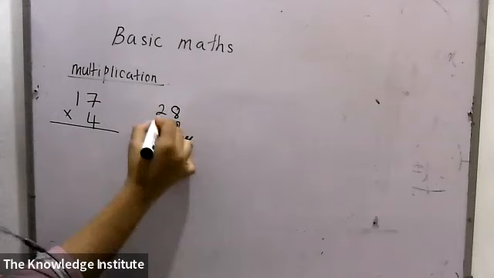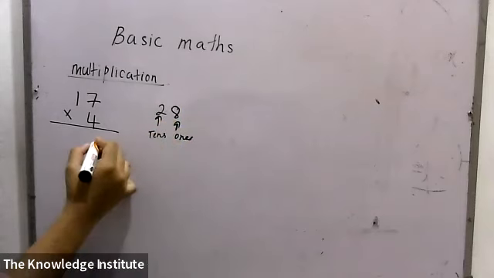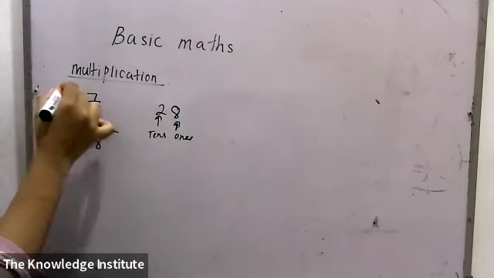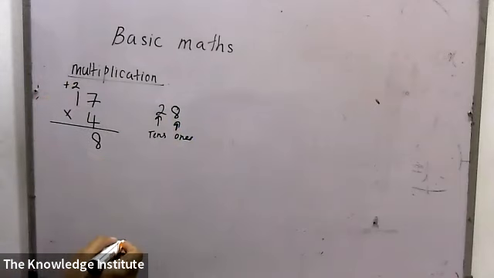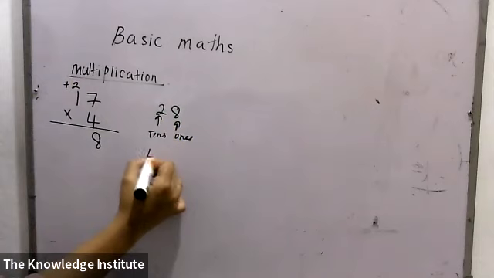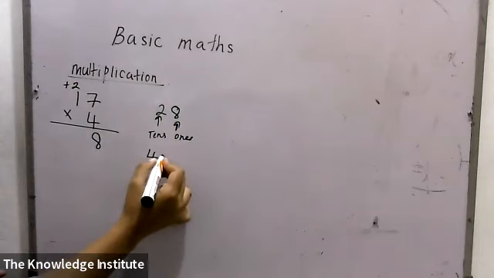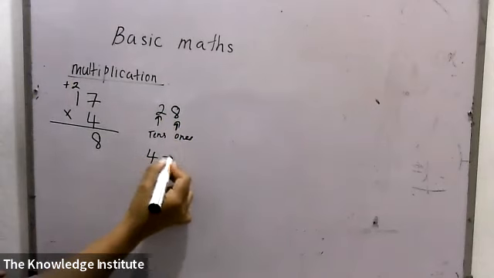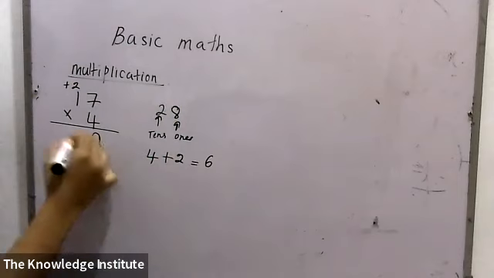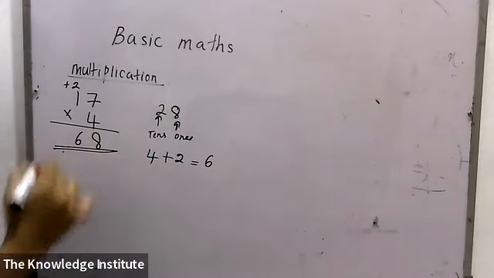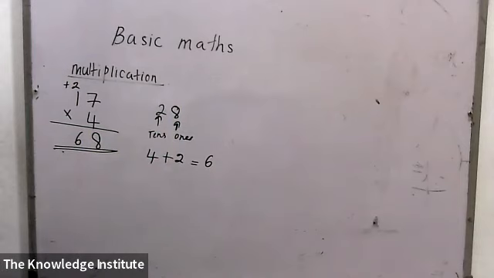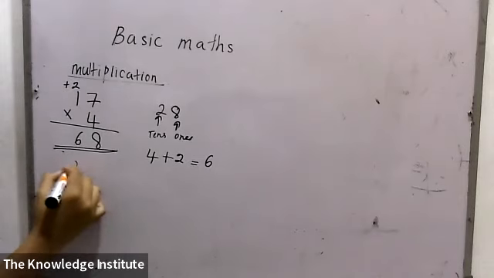Therefore, you have 28, 2 digits. So this is 1's place, this is 10's place. So you will indicate only the 1's place here and take the 10's place to the opposite side. 4 multiplied by 1 is 4. So 4, if you add 2, 4 plus 2 is 6. So 68. Did you understand? Is it clear? Yes, teacher. Okay. Let's move into the next example.